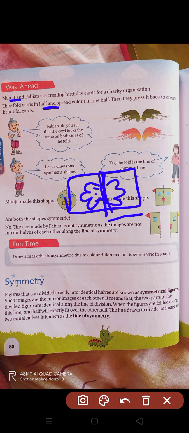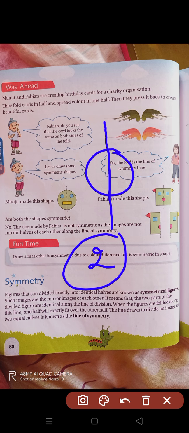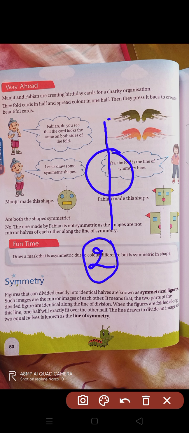So what is meant by symmetry or symmetrical figures? Whenever any figure can be exactly divided into two equal halves, it is known as a symmetrical figure. It may be any figure, for example a square. If we divide the square at the center, we will get two equal parts, right? Or if we draw a line of symmetry.